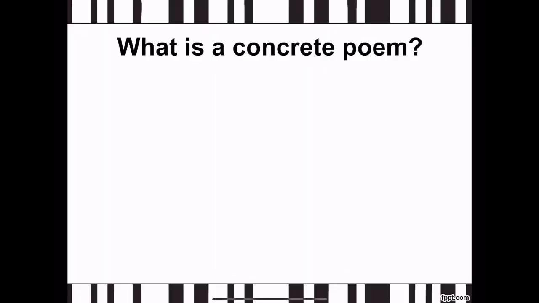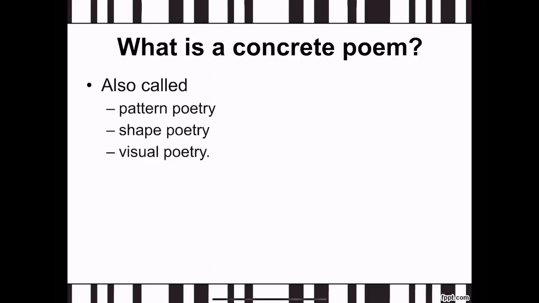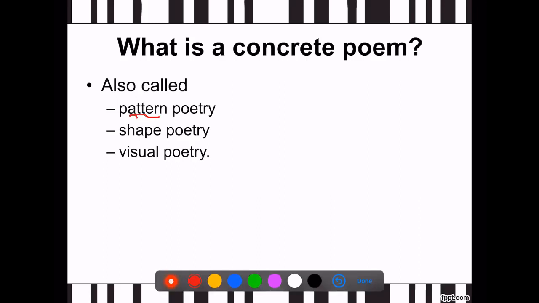Okay? Now, what is a concrete poem? You might find other words if you search Google. They might not use the word concrete poem, but there are other words such as pattern poetry, shape poetry, and visual poetry. So all of this suggests there's a pattern to how the poem is constructed, is structured. Okay, it can't just be line by line. Whatever form that poem is in, there has to be a pattern that people can stick to. Shape and visual, these two reflect something that people see. It's the image, the visual that is important, okay?